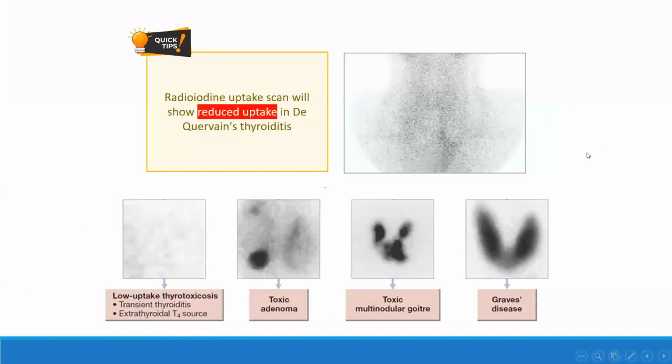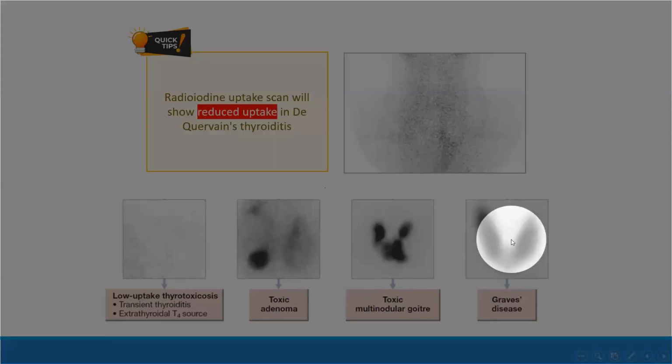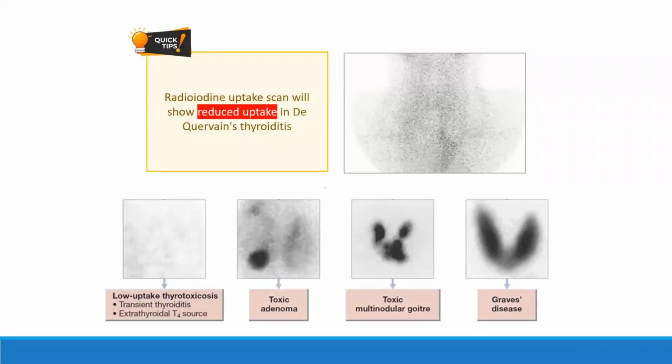Don't forget that the thyroid scan is very important to differentiate between thyroiditis, which presents with low uptake, or toxic adenoma, which presents with focal uptake, or multinodular goiter like this. But if there is a diffuse uptake like this, it is Graves' disease. Actually, in the previous exam they asked two questions about this thyroid scan. One for Graves' disease and another one, I think, toxic adenoma or toxic multinodular goiter.